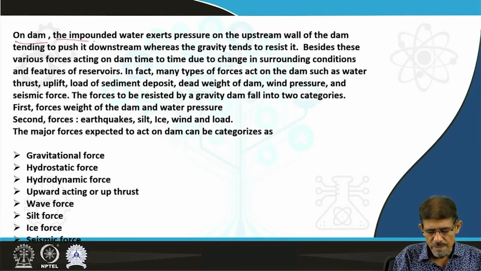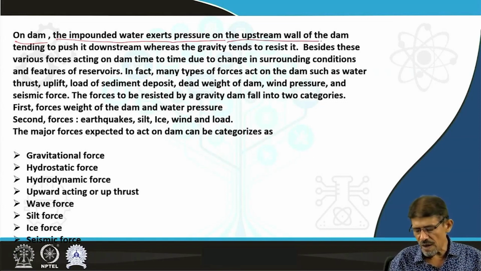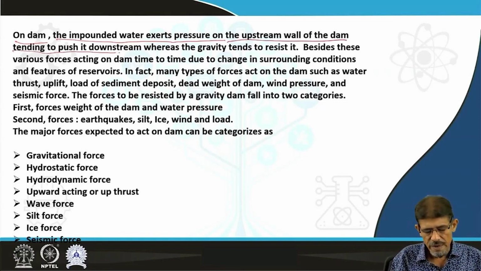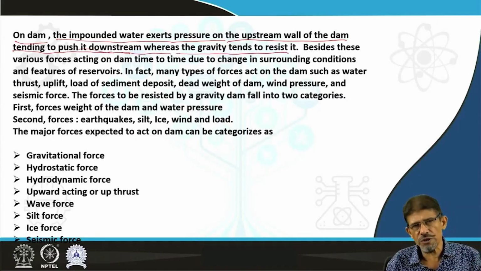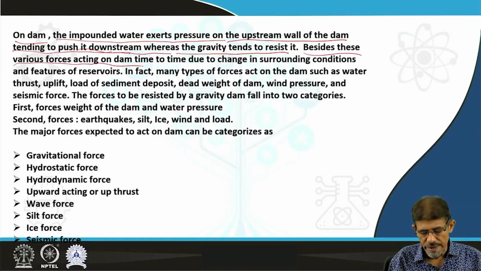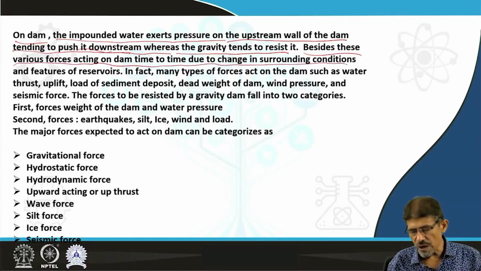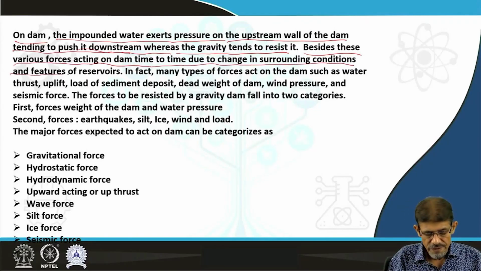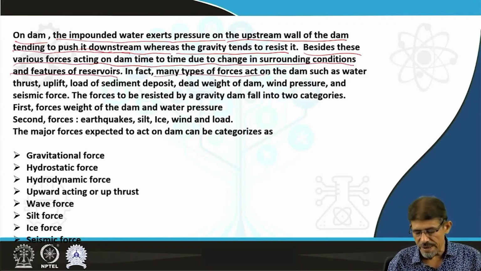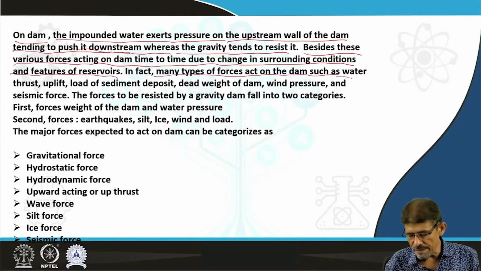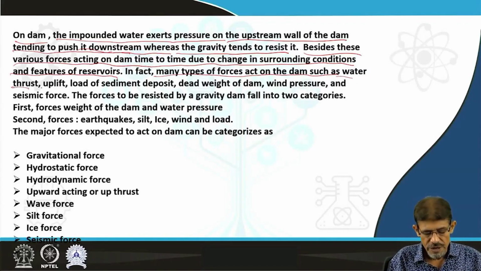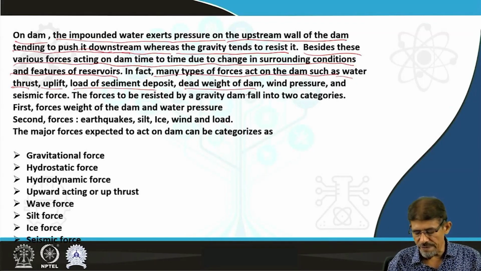On the dam, the impoundment of water exerts pressure on the upstream wall of the dam, tending to push it downstream, whereas gravity tends to resist it. Besides these, various forces act on the dam from time to time due to changes in surrounding conditions and features of the reservoir. In fact, many types of forces act on a dam due to water thrust, uplift, load of sediments, dead weight of the dam, wind pressure, seismic force, ice pressure, etc.